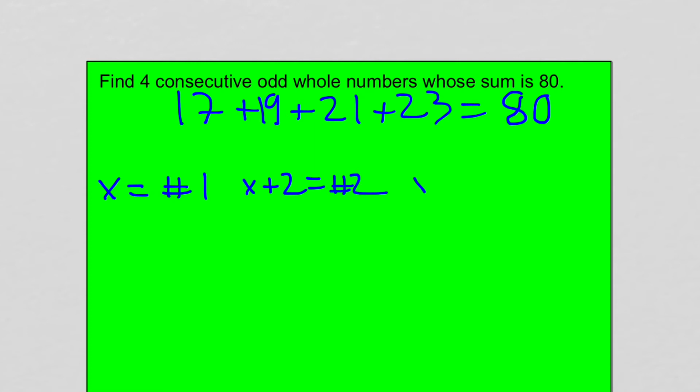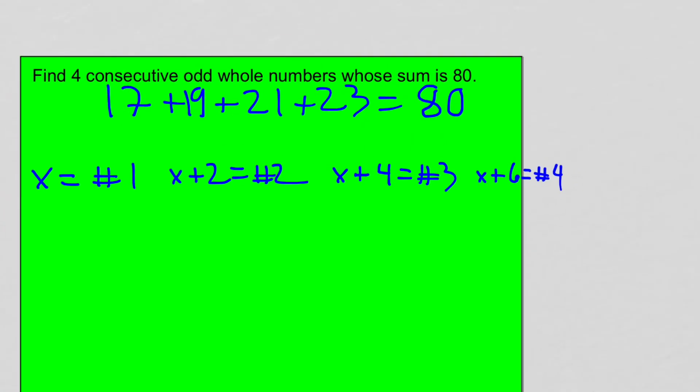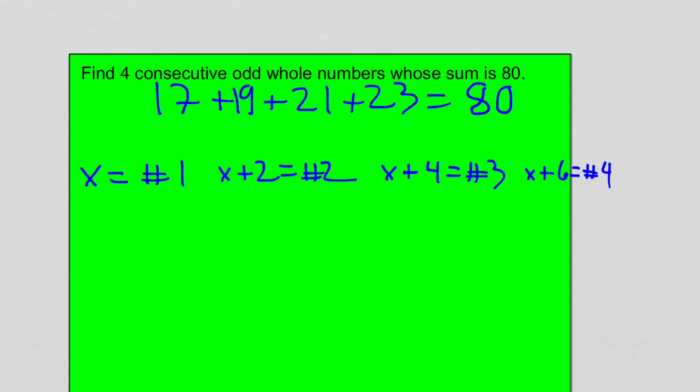And the next one would be, not an x plus 3, x plus 4 equals number 3. And the next one would be x plus 6 equals number 4. Because we're always going 2 above the previous one because we're skipping a number every time.